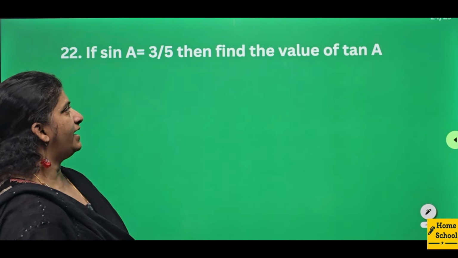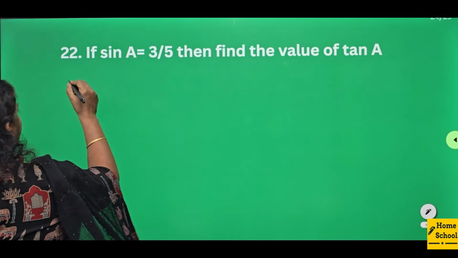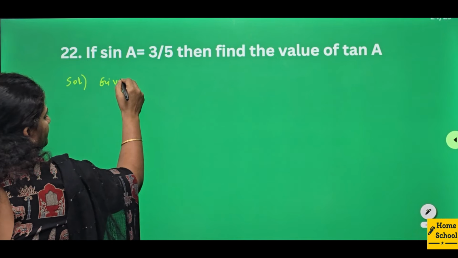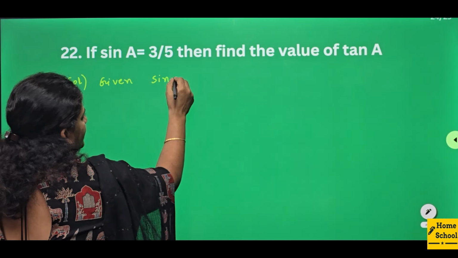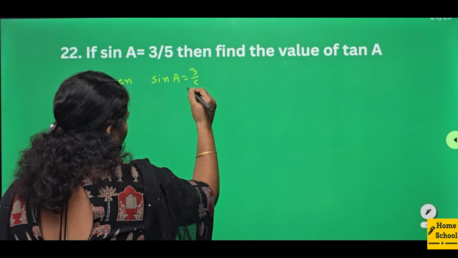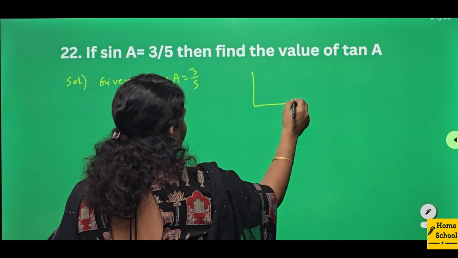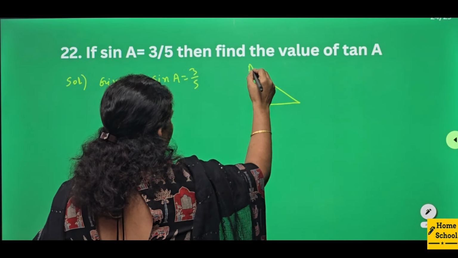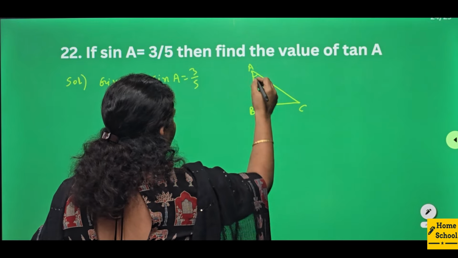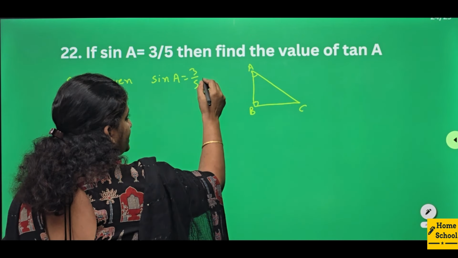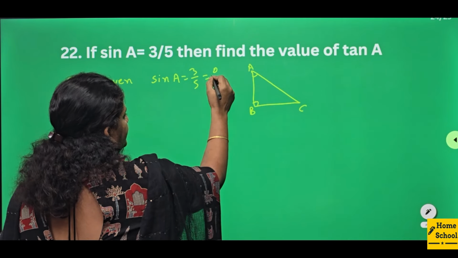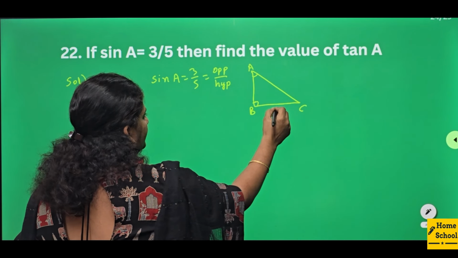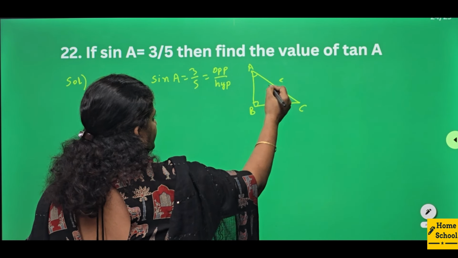22nd, if sin A is equal to 3 by 5, given sin A is equal to 3 by 5. Let me take a right angled triangle and name it A, B, C. I will take A here. Sin A, what is the sin A ratio? Opposite by hypotenuse. Opposite, take 3. Hypotenuse, take 5.